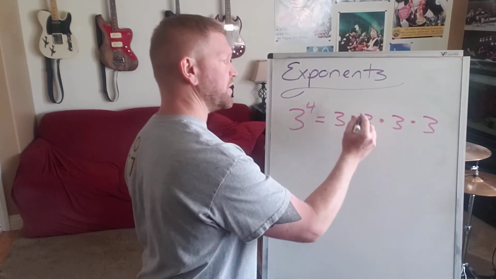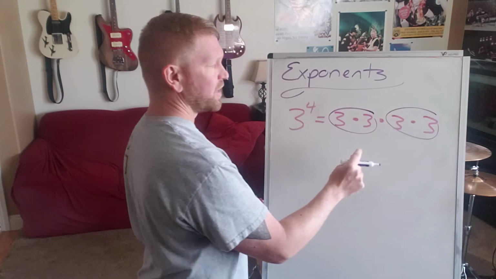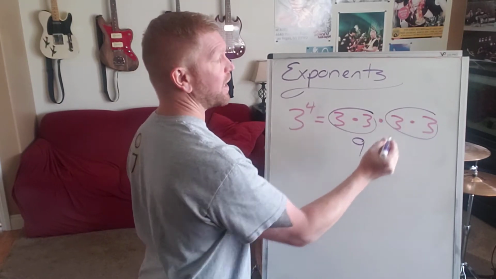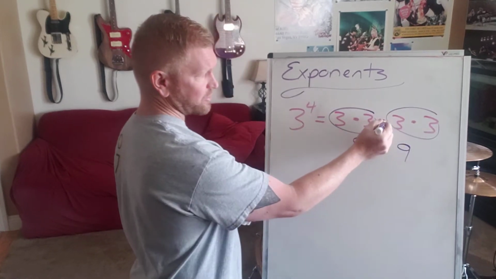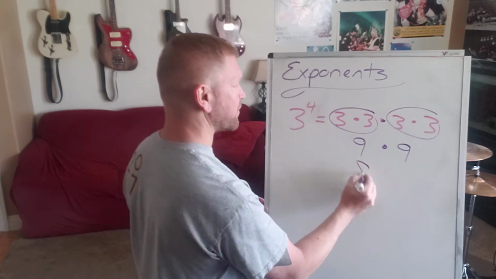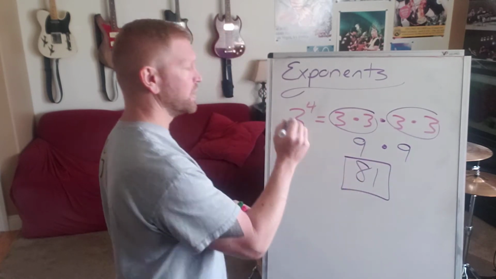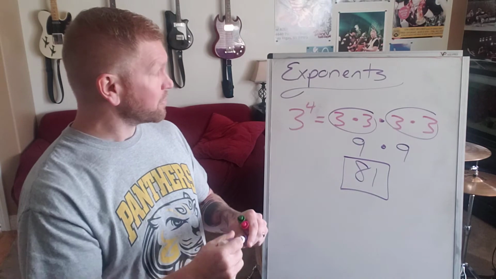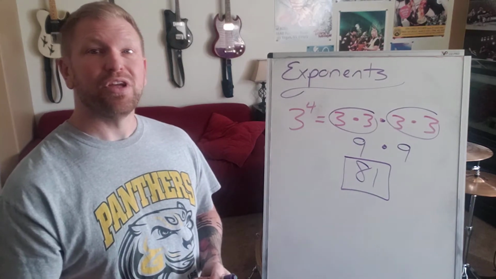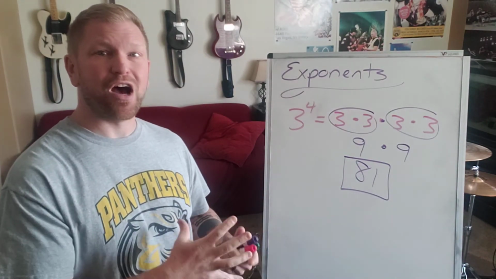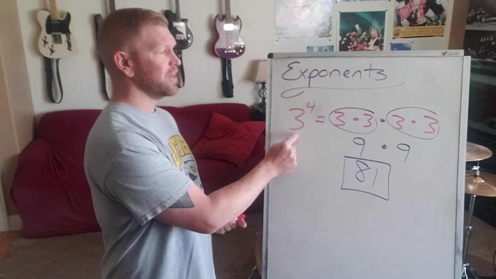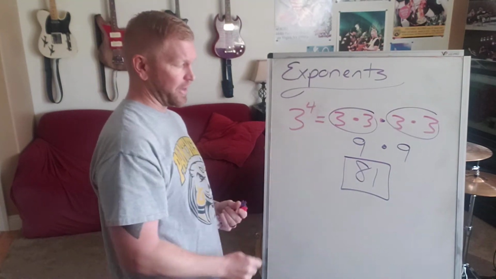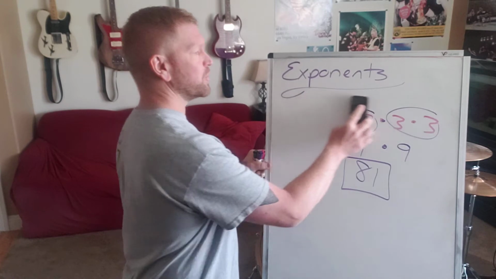Okay, another way that you can solve the same problem is this. Instead of going straight across, you can break it down into parts. Like I know that this 3 times 3 is 9. I know this 3 times 3 is 9. It says to multiply those. So 9 times 9 is 81, and that's the answer. 3 to the 4th power is 81. Okay, so exponents are repeated multiplication. It tells you how many times that you're going to use this number as a factor, which means a number that you're multiplying. Let's try a couple more examples.